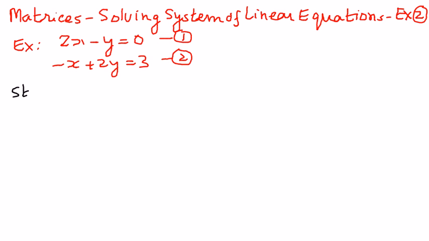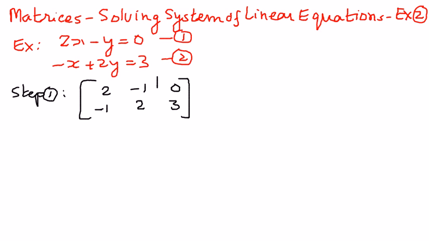So step number 1, let us identify the augmented matrix for this particular set of equations. The augmented matrix we can write by picking up the coefficients of x and y from equations 1 and 2 and then writing them out. The coefficient of x is 2, the coefficient of y is -1, and the constant number is 0. In the second equation, the coefficient of x is -1, the coefficient of y is +2, and the constant number is 3. So this is our augmented matrix.